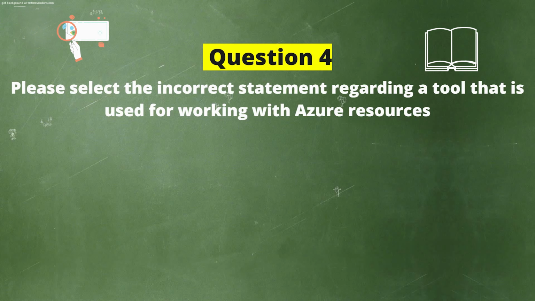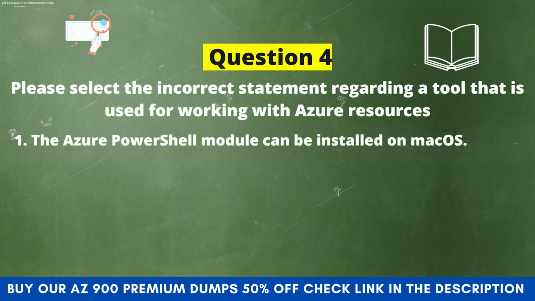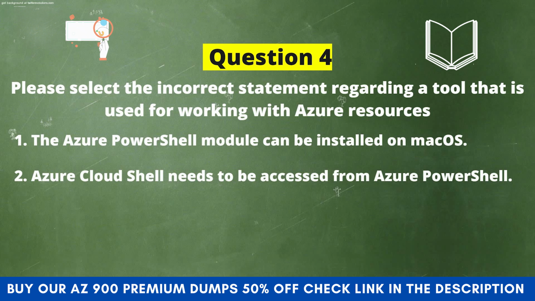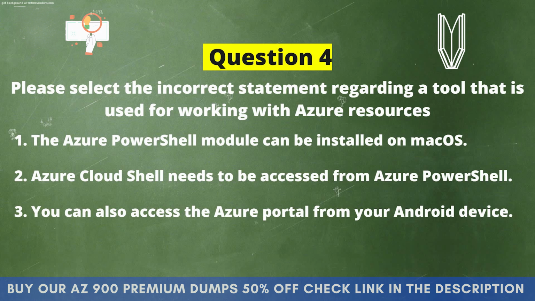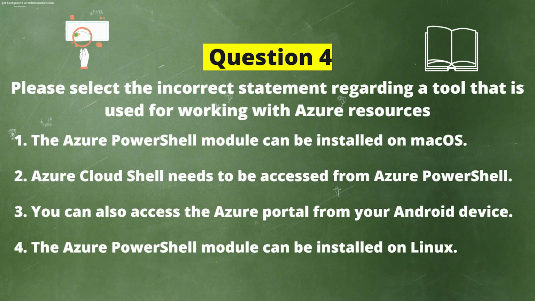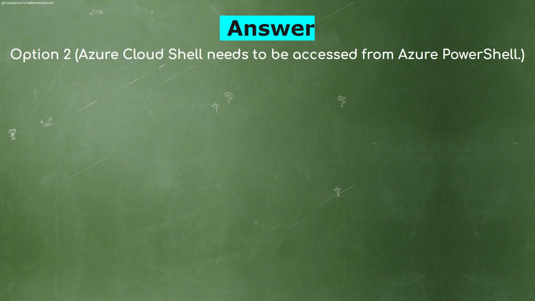Next question. Please select the incorrect statement regarding a tool that is used for working with Azure resources. And the options are 1. The Azure PowerShell module can be installed on Mac OS. 2. Azure Cloud Shell needs to be accessed from Azure PowerShell. 3. You can also access the Azure portal from your Android device. 4. The Azure PowerShell module can be installed on Linux. And the correct answer is option 2. Azure Cloud Shell needs to be accessed from Azure PowerShell.